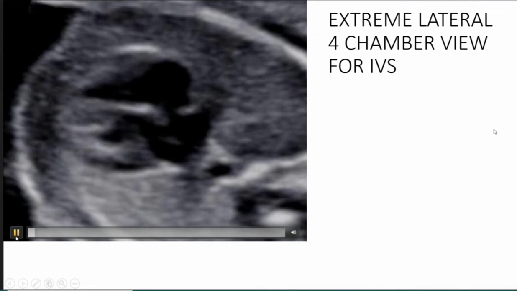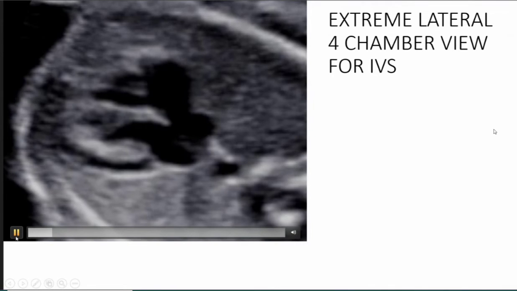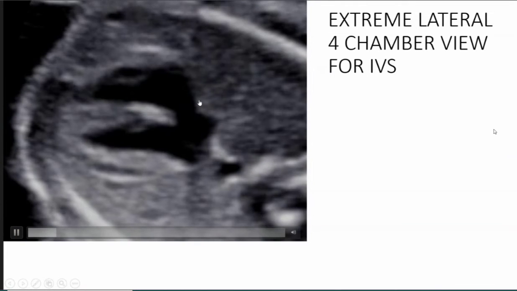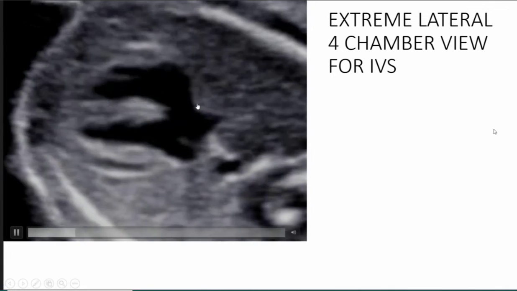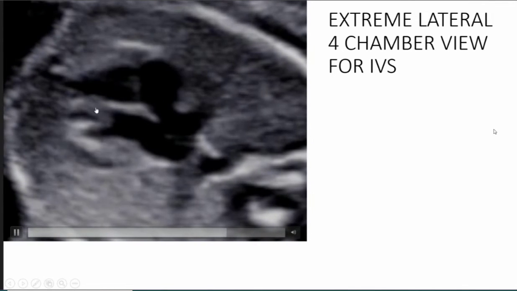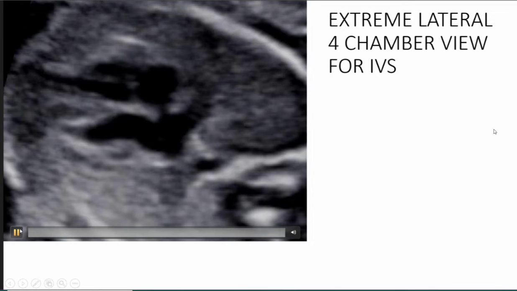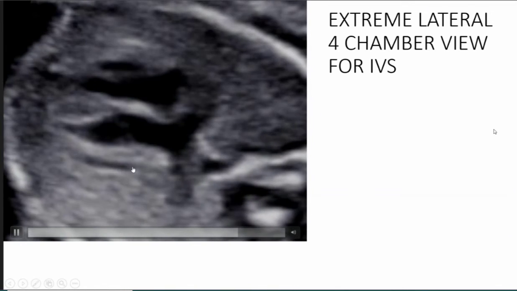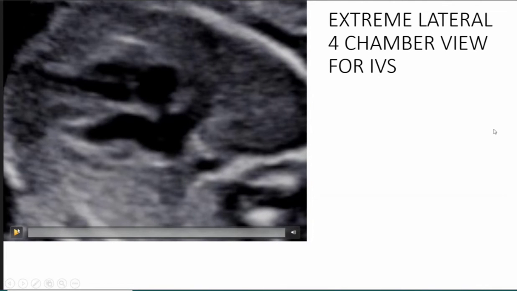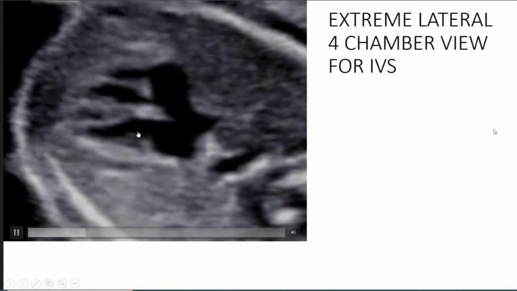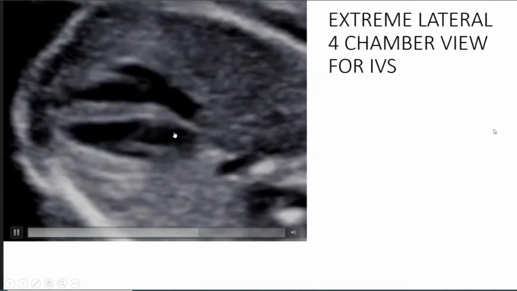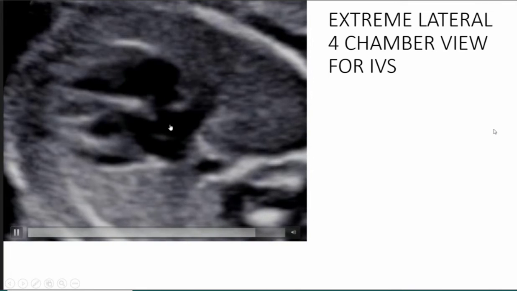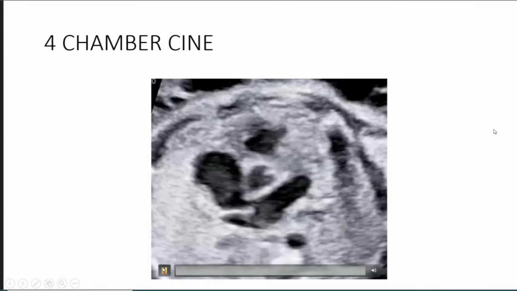Now this is again another extreme lateral 4-chamber view. You can actually see the septum primum, the septum secundum, and the fossa ovalis flap going into the left atrium, and the entire interventricular septum. This is the best view to make sure that there is no ASD or VSD, especially when you want to look at the inlet VSD and a septum primum ASD. So this is a far lateral 4-chamber view in CT.